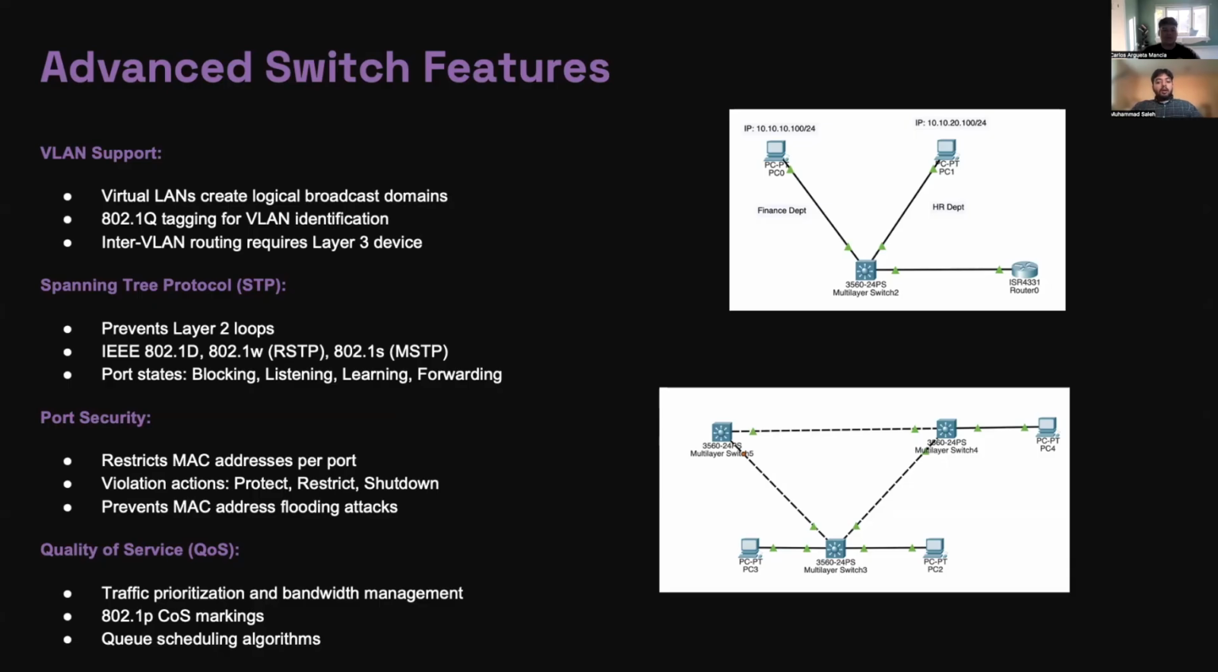You can also do quality of service or QoS, so traffic prioritization and bandwidth management. You could enable voice traffic to have more priority over your normal traffic. This will enable you to have a smoother experience for Zoom calls or Teams calls, or VoIP calling. It does this through the 802.1p standard, the CoS markings, and it also uses the QoS scheduling algorithm.